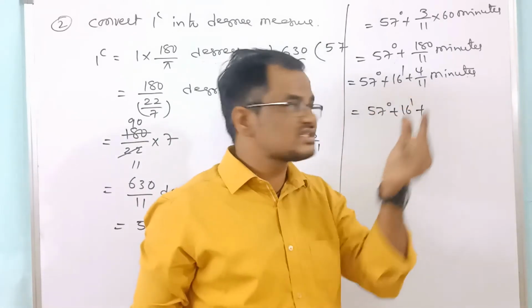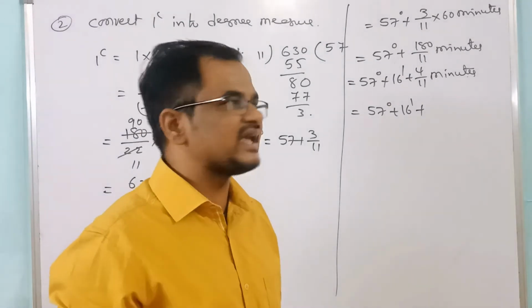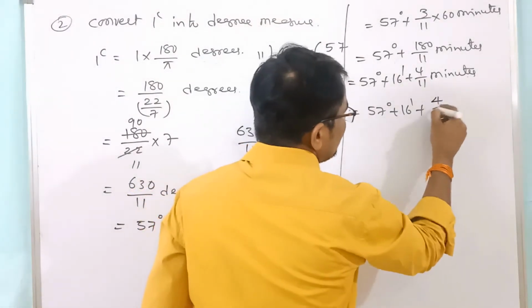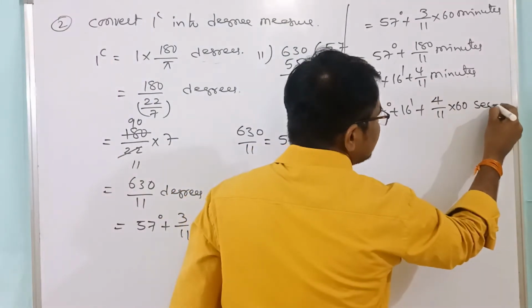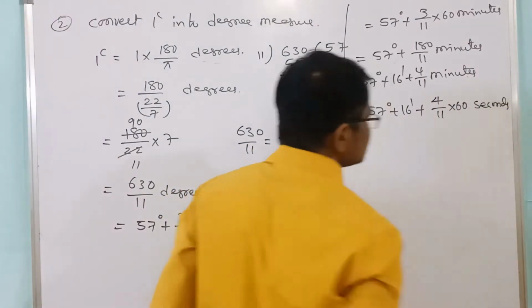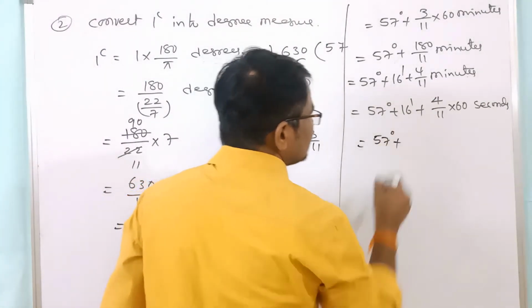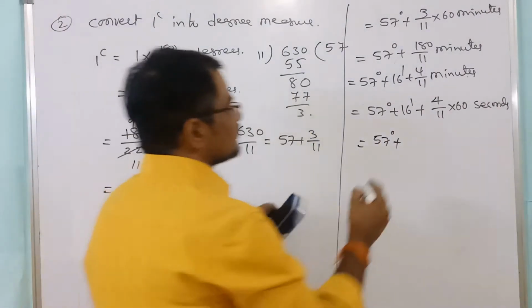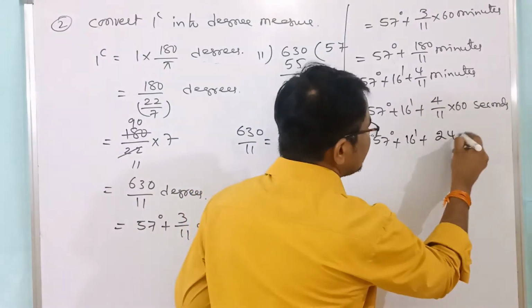Again this extra minutes, I will convert into seconds by multiplying by 60. That is 4 by 11 into 60. If you multiply with 60, it becomes seconds. That is equal to 57 degrees 16 minutes plus 240 by 11.